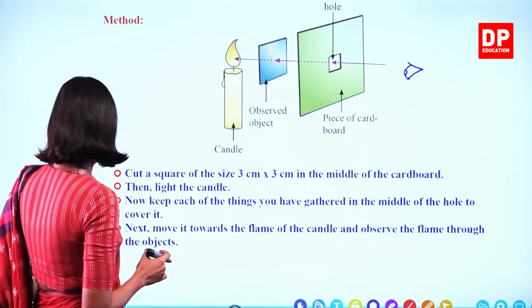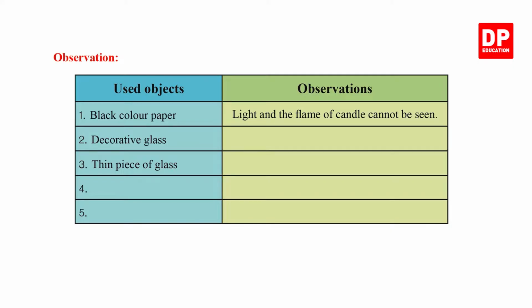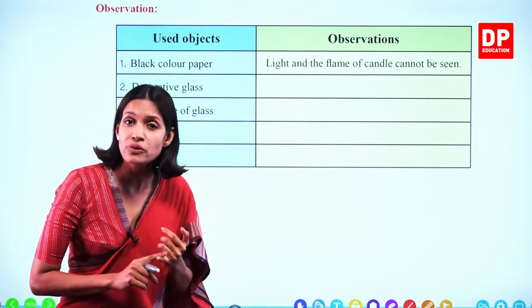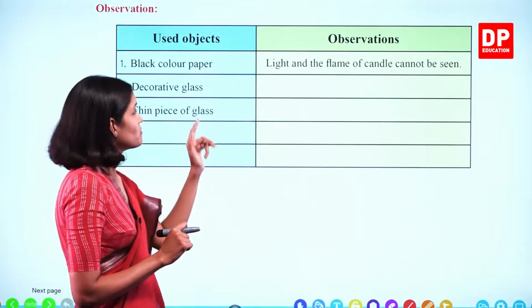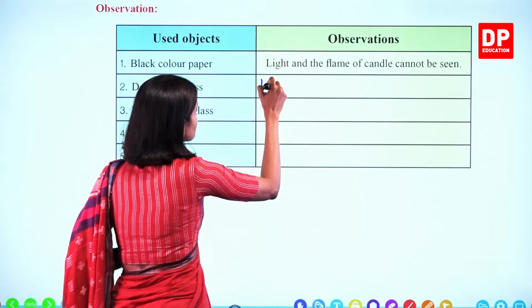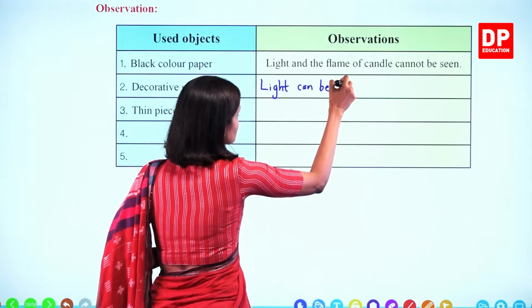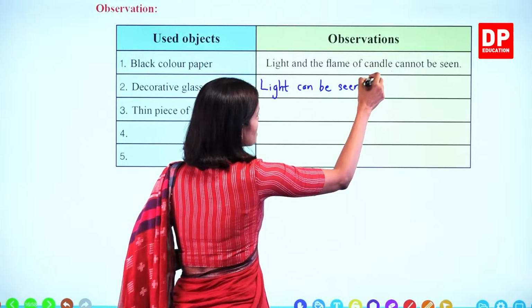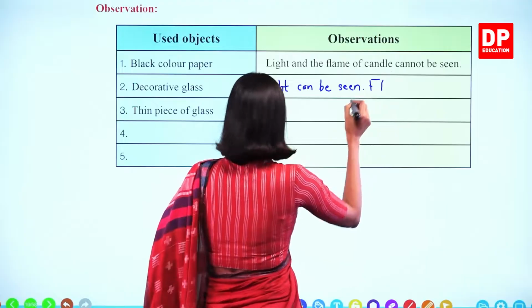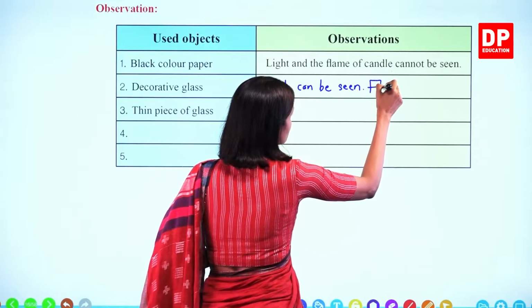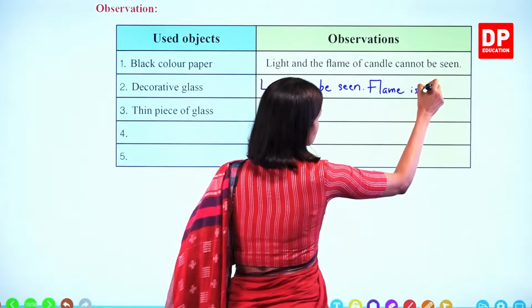We will write the observations now. Right. So the first one is given here. Black color paper. Light and the flame of the candle cannot be seen. Right? So what about the decorative glass? In the decorative glass, even though we could see light, we couldn't see the flame. We will write that. Light can be seen. Flame is not clear.